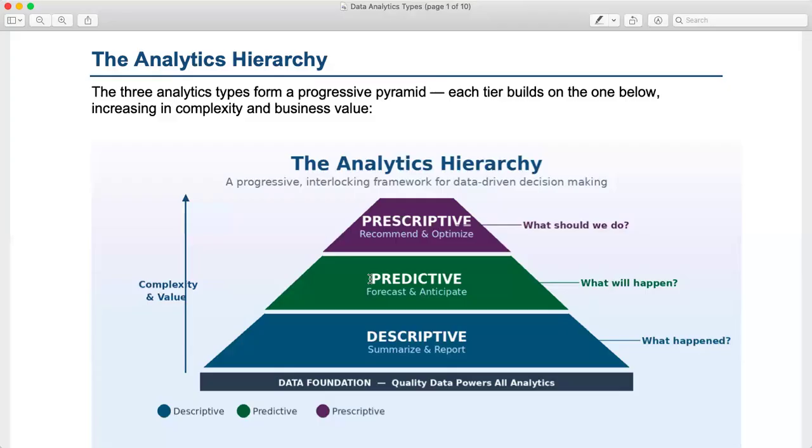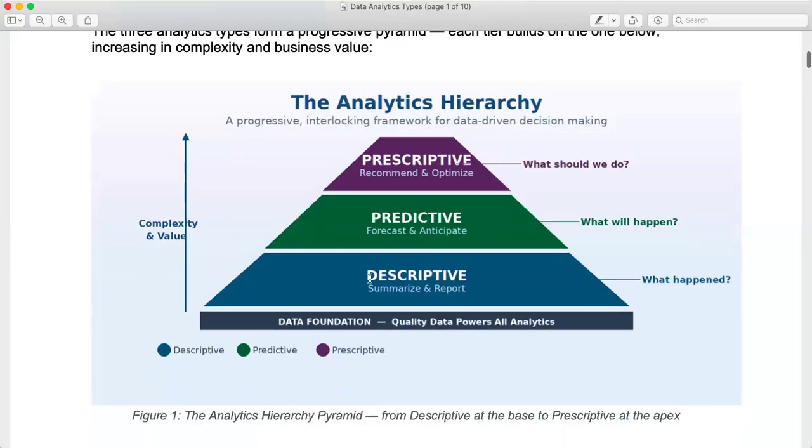So complexity wise, descriptive analytics is less complex, and prescriptive analytics is the most complex of all three. Basically, you can see that it is a progressive framework where we are going for data-driven decision making. So this is like a pyramid.